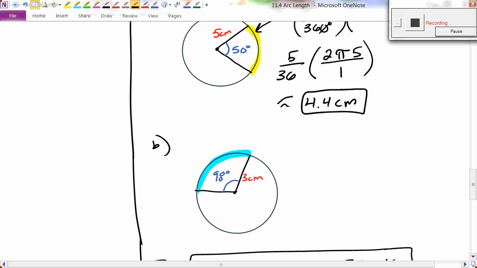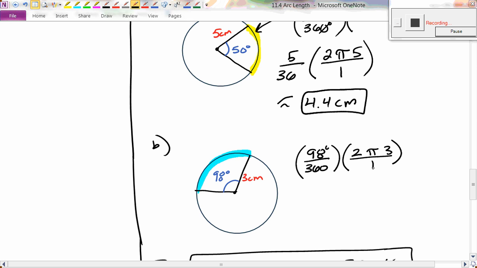Okay, we are going to find the arc length of the blue arc that I have shown up there. That says 98 degrees for the central angle. So we're going to take 98 degrees and divide it by 360. Then we're going to multiply all of this by 2 times pi times the radius of 3 centimeters, and that's over 1.